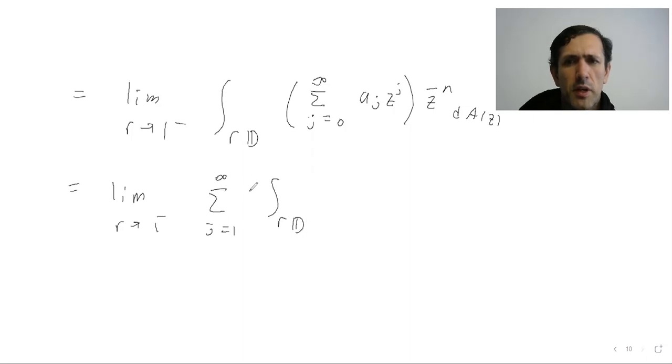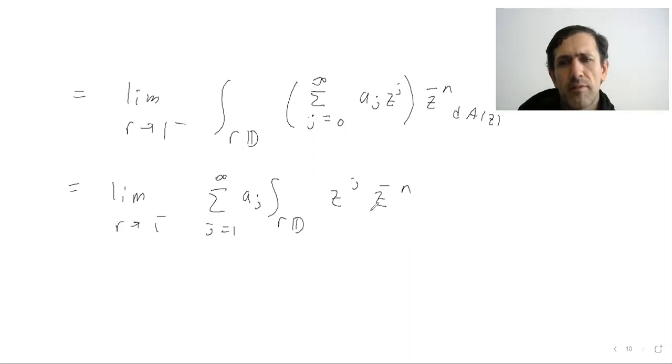So this is going to be the integral of z to the j, z bar to the n. Again, a very easy Calc 3 integral, using just polar coordinates, shows that this is going to be 0 unless j equals n. That's the complex conjugate. Sorry about that.